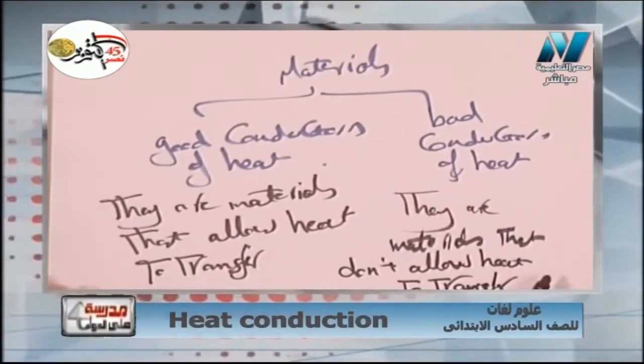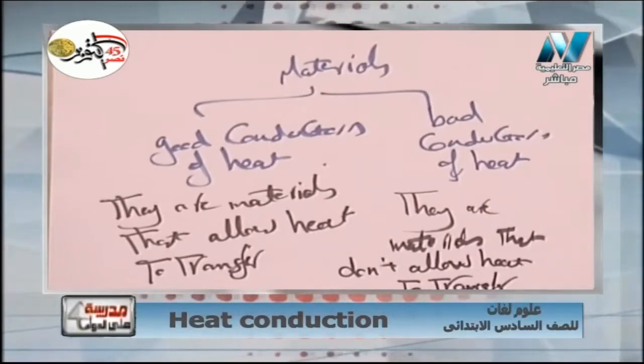So I can say the difference between good conductors and bad conductors is that good conductors allow heat to transfer through, but bad conductors don't allow heat to transfer through. So we can say all metals, not all materials, all metals are good conductors of heat. So all metals are good conductors as I said, but do all of them conduct heat with the same degree?